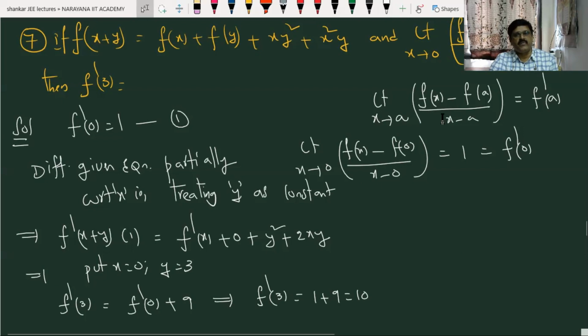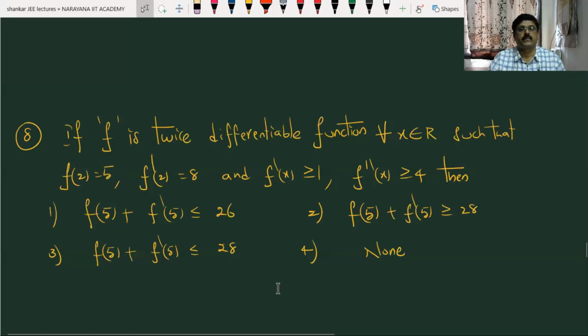So limit x extends to a, f of x minus f of a by x minus a. If that particular limit exists finitely, then it is denoted by f dash a, which is nothing but derivative of f of x at x is equal to a, students. So after that, this is a functional equation. Without doing partial differentiation also, by putting y is equal to minus x there, we can handle the problem. So functional equations can be handled in various ways. Okay, students. So another easy and logical problem, students. Carefully note that.